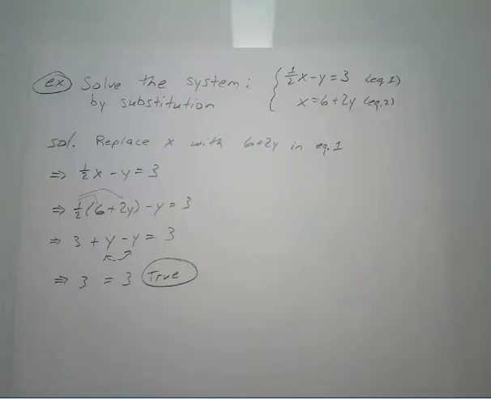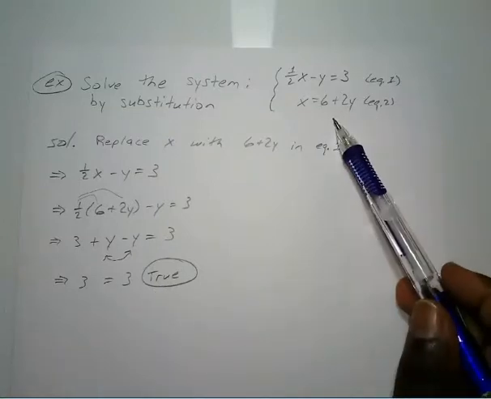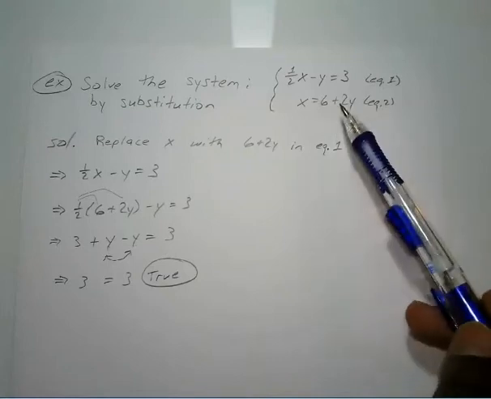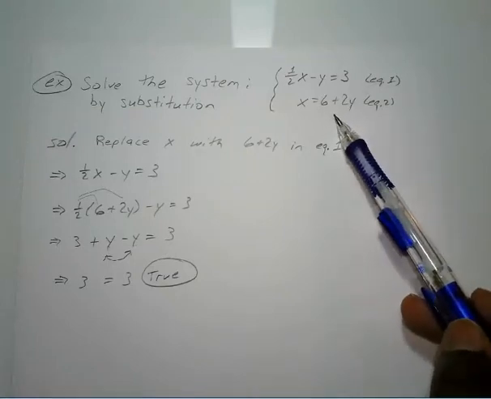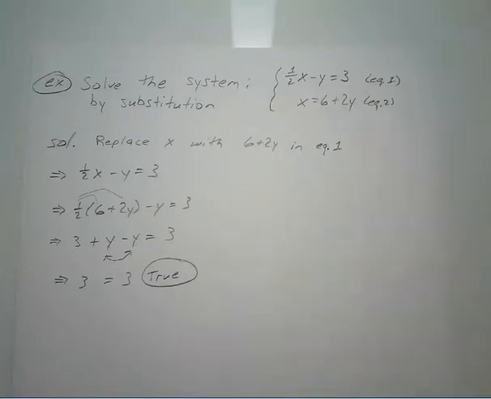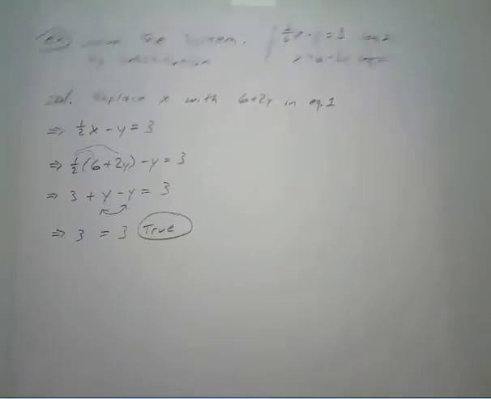Alright, so whenever all of your variables disappear and you're left with a true statement, then you know this is a dependent system. There are an infinite number of solutions for this. Okay?